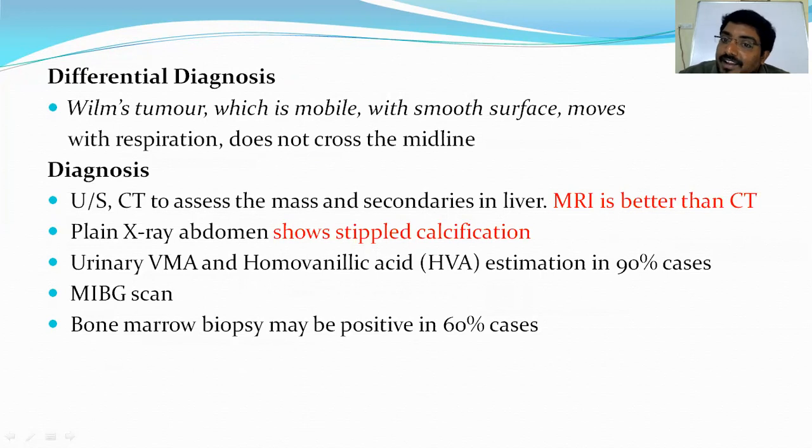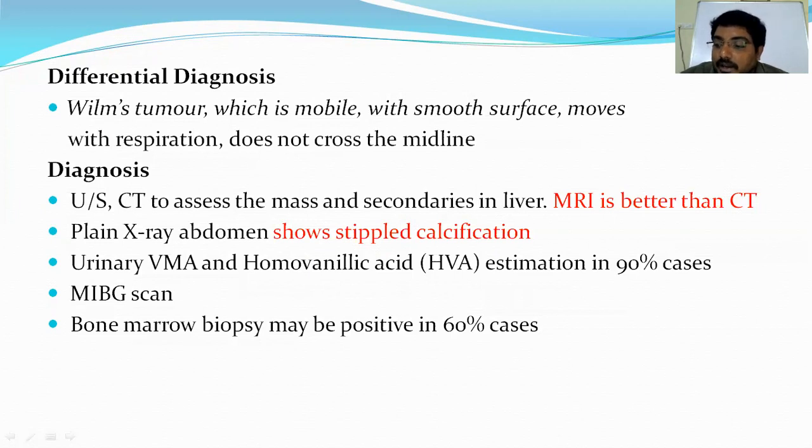Wilms tumor has a smooth surface and is mobile, moving with respiration, and does not cross the midline. Here the neuroblastoma has a nodular surface, is non-mobile, and does not move with respiration. This is the differential diagnosis for neuroblastoma.